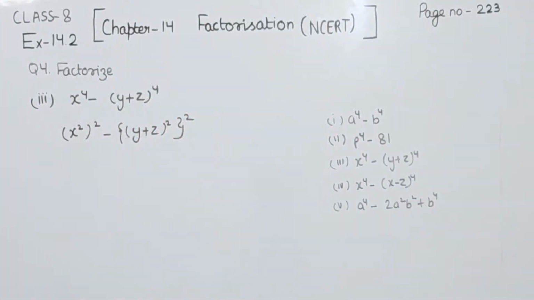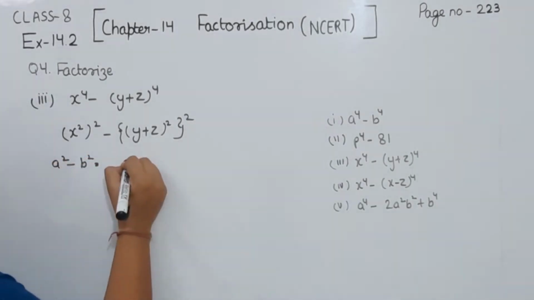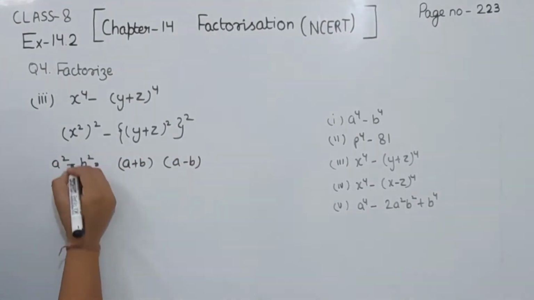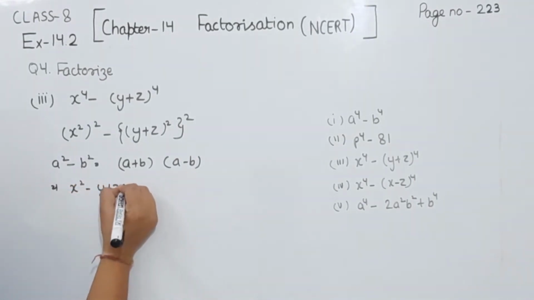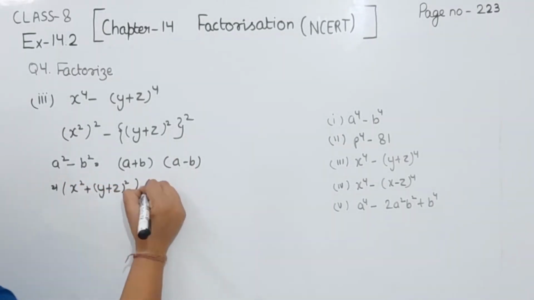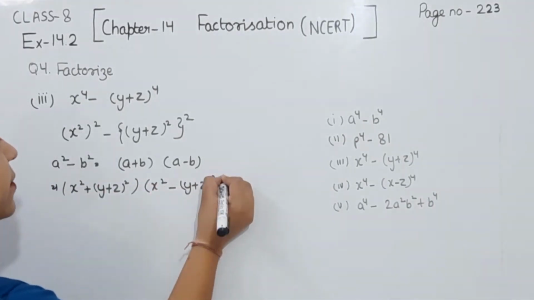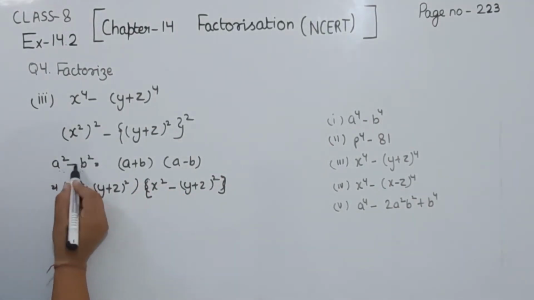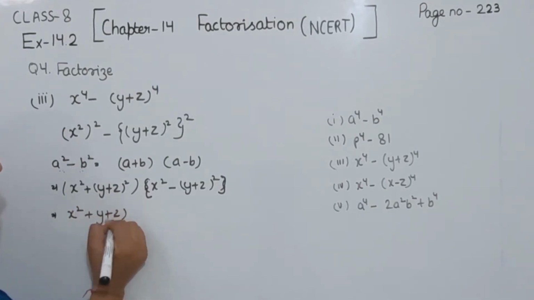Now I am going to use the same formula here, a square minus b square. This one is a plus b and a minus b. So I write here a plus b, and now we have a minus b. Now I am going to use this formula again, a square minus b square here. So I write here x square plus y plus z square.